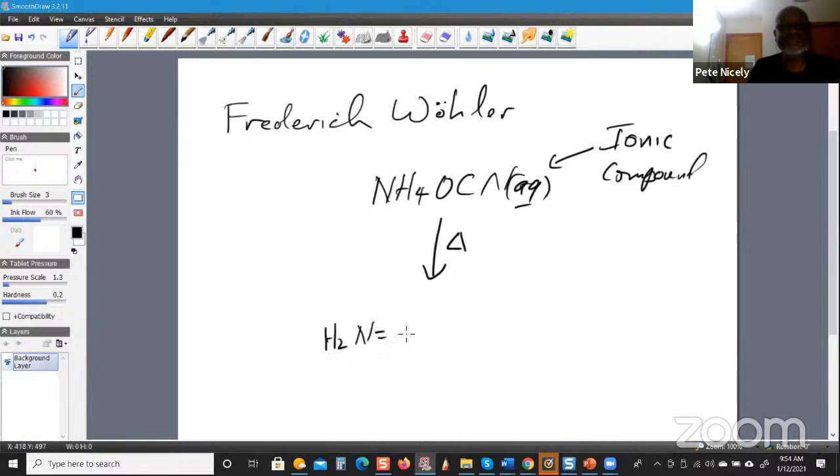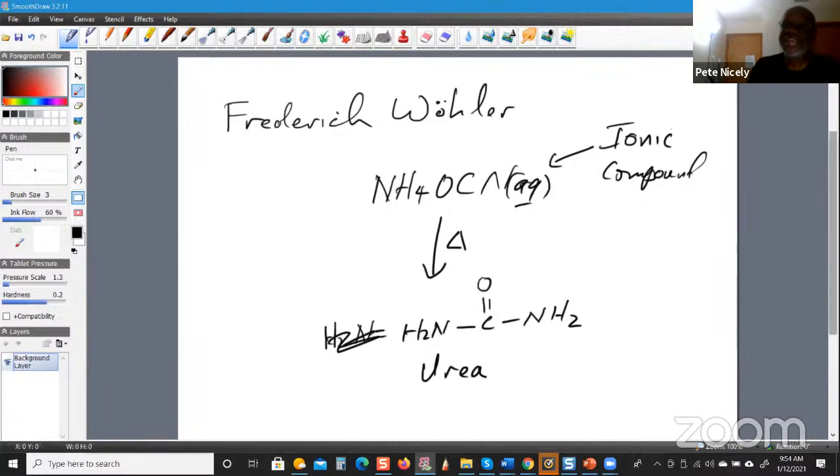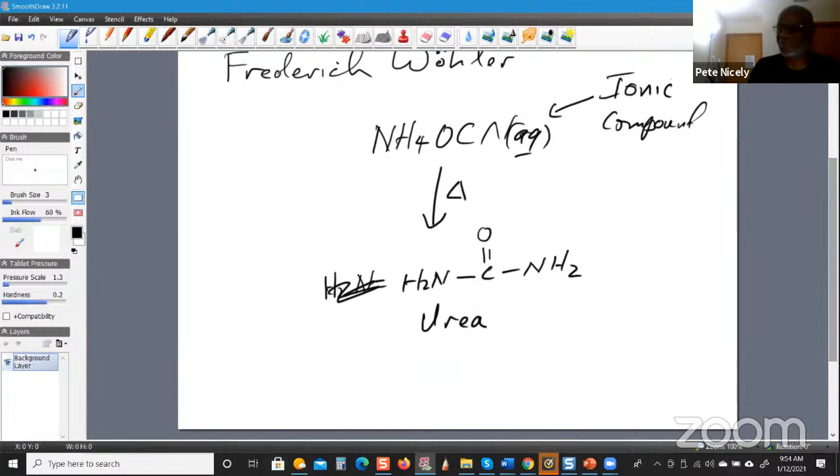Write down the formula for this compound here. I'm sorry, H2NCONH2. All right. And the name of this compound is called urea. All right. And the urea here is a naturally occurring compound that you'd find in cows, mammals, basically any mammals, cows, goats, human beings, etc.